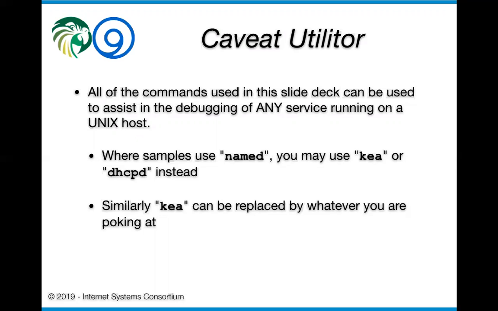So in the samples that I give, obviously I use the names named and Kea and DHCPD. If you replace those words, if you're, for example, looking at a grep statement or a ps statement and you see it's ps something named, if you replace that with Kea, then you're going to be looking at the same type of information, but for a different application or a different project. So again, the same thing with Kea. If you see Kea, you can replace it with named or any of the other applications that are running on Unix. This is non-denominational Unix.